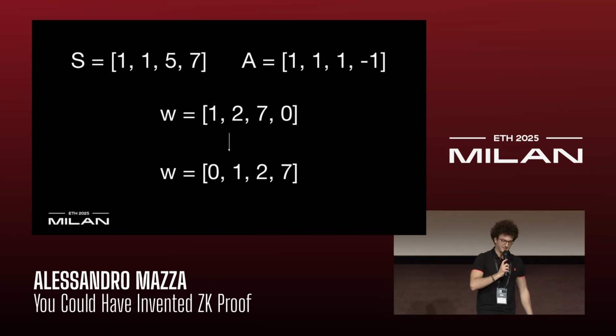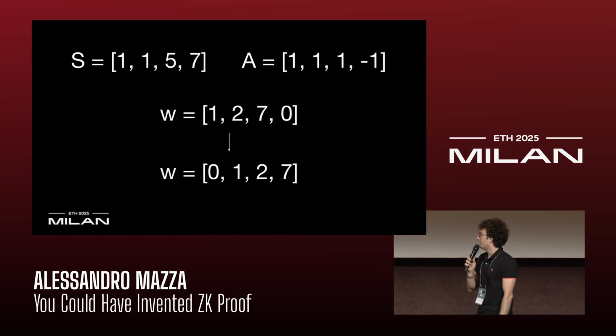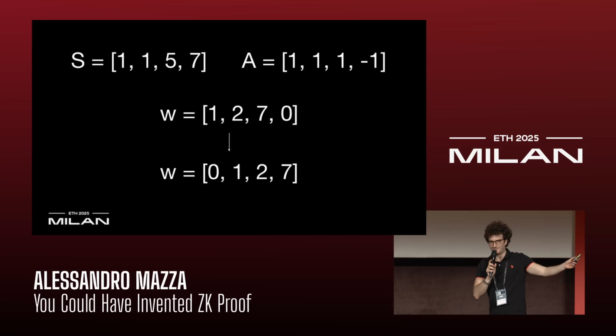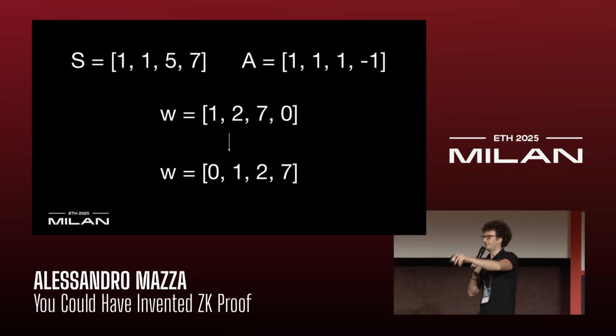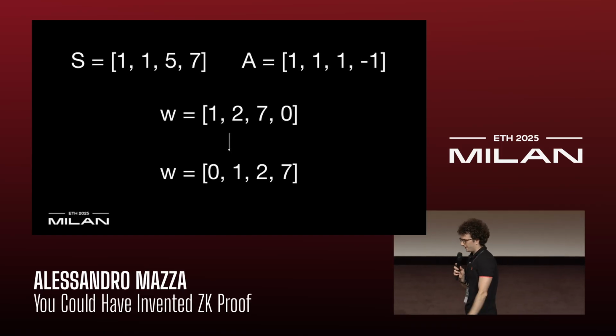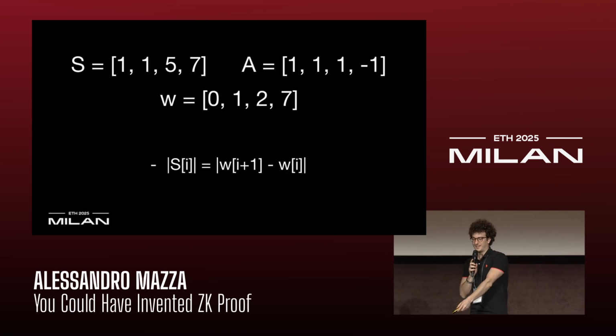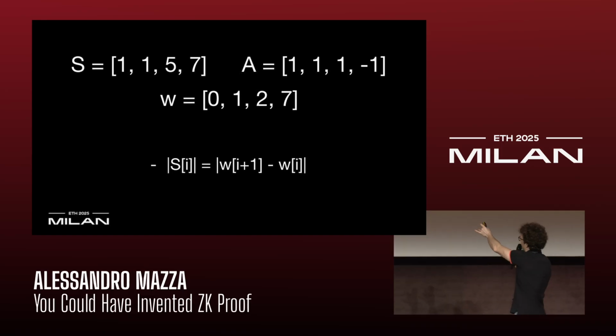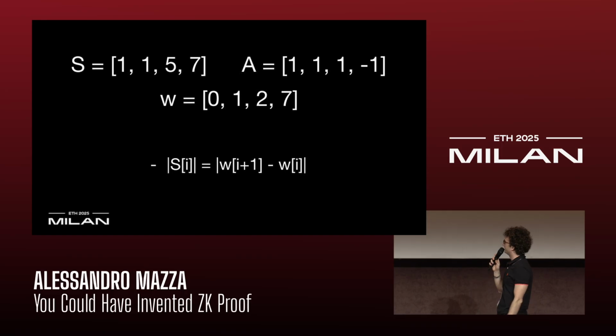And it's very interesting, like why did we create W? Why did Paul create W? Because there is a very useful property between S, the initial list, and W, which is this one. The absolute value of an item of S is equal to the item of W where the index is summed with 1, minus the same item of W.